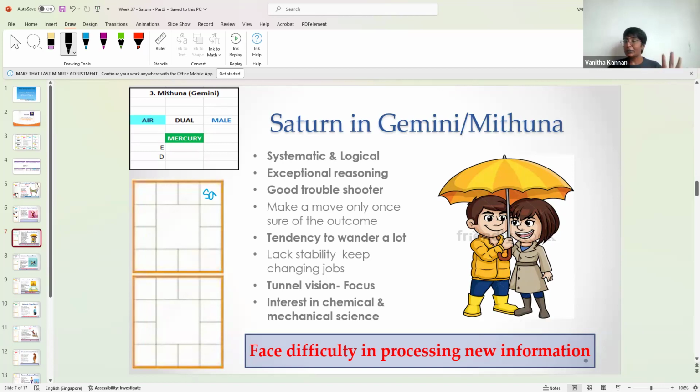Coming to the five elements principle, Mithuna comes under air. Because of the airy nature, these people always have a flowing mind. They flow like air.